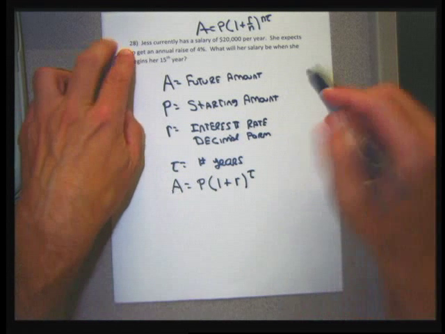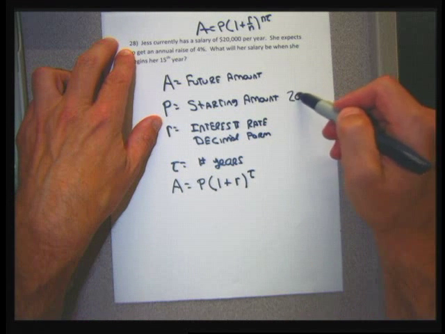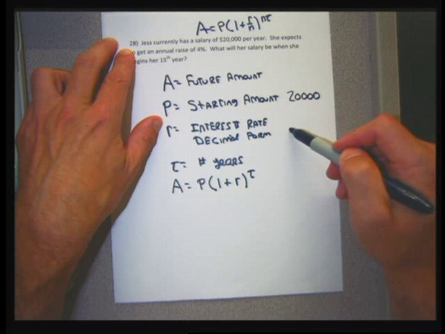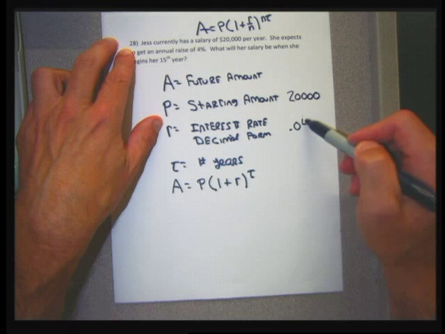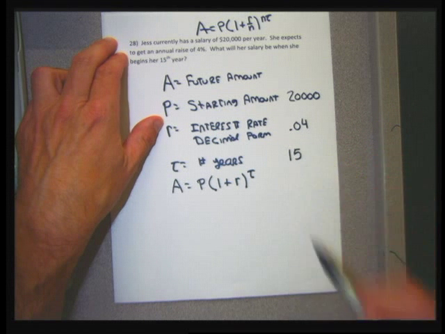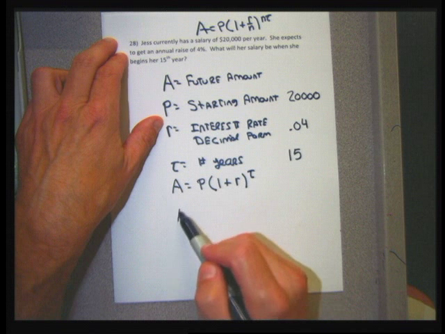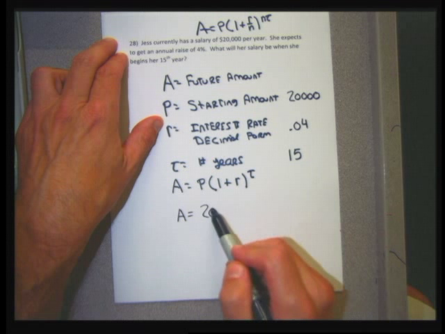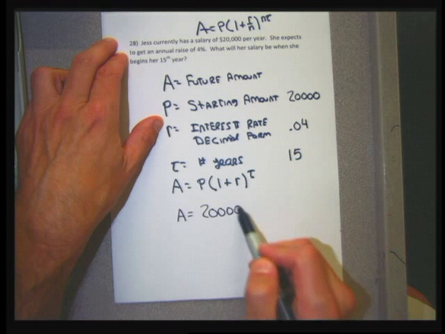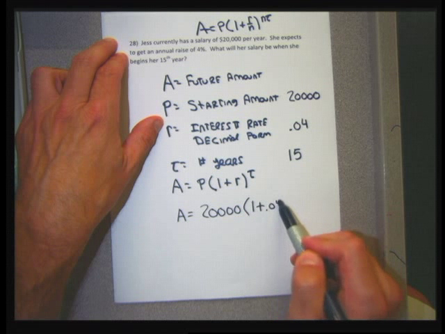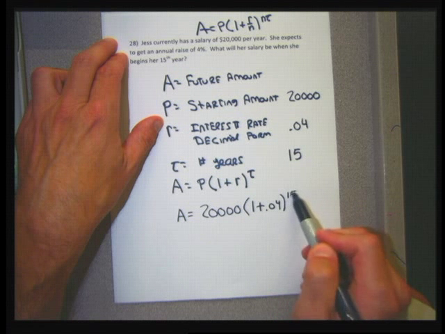In problem 28, the starting amount is Jess's initial salary of $20,000. The interest rate in decimal form is 0.04, and she wants to know in 15 years what she's going to be making. And I'll just shove those numbers into the formula. I'll get the amount in the future equals the beginning amount times 1 plus the interest rate to the number of years power.